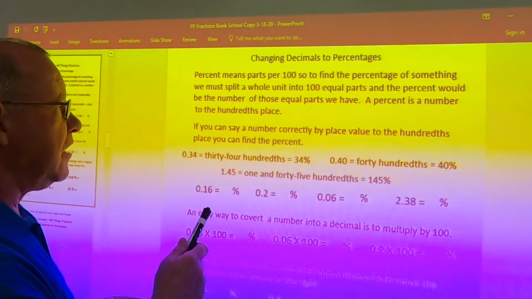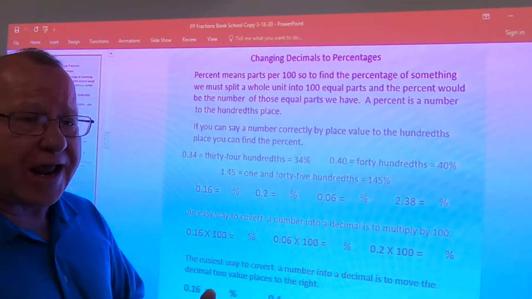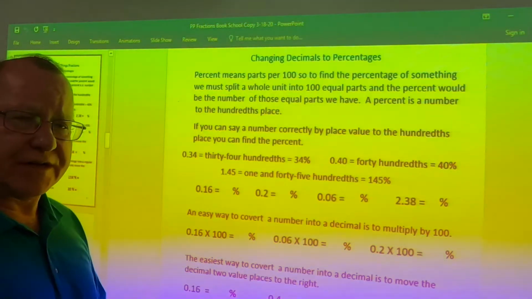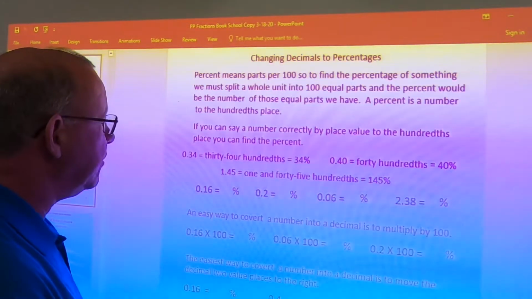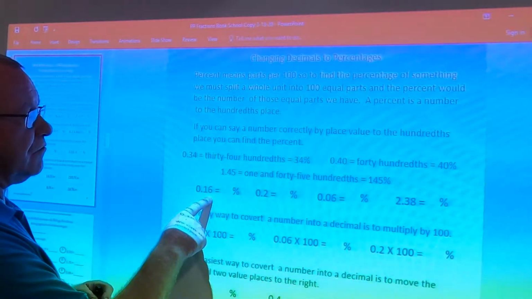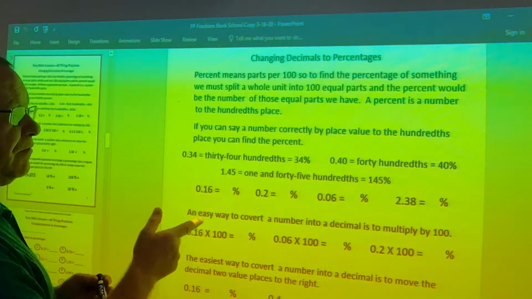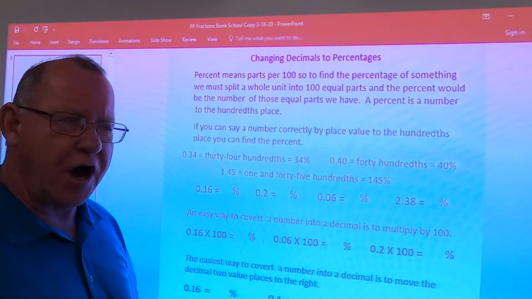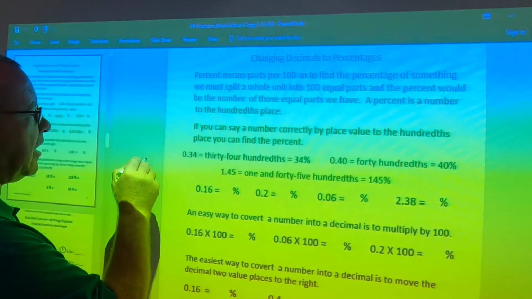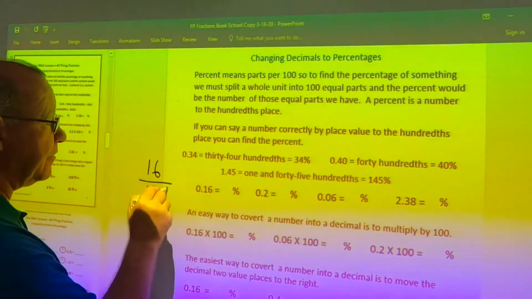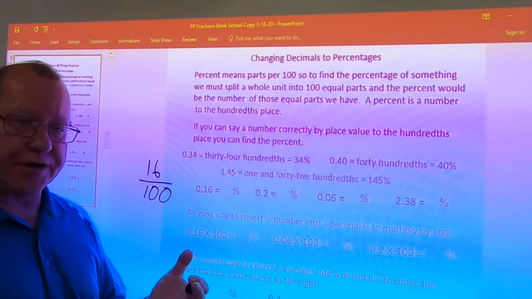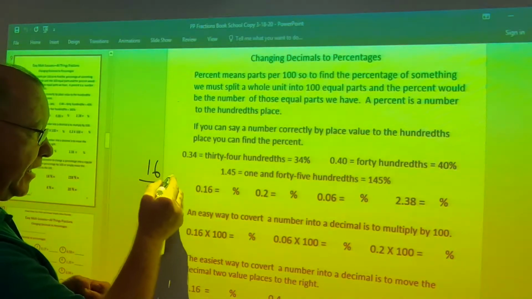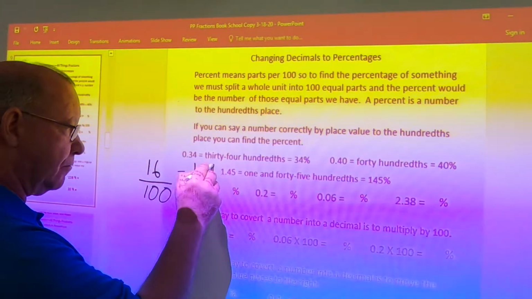Well, because I know this, if I can say a number correctly, then I already know how to write it as a decimal, and then once I have it in a decimal, I can easily change it to percent. For instance, 0.16. If I read that, that would be 16 hundredths. 16 hundredths is a decimal, but it's also a fraction. So that's 16 over 100. Now, anytime I have it in hundredths, I already have my percent. So 16 hundredths would equal 16%.